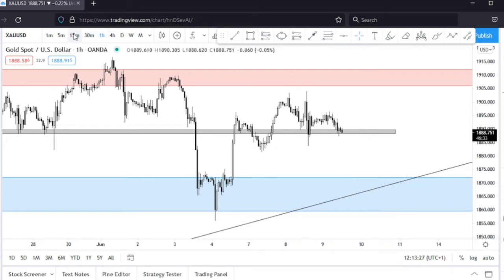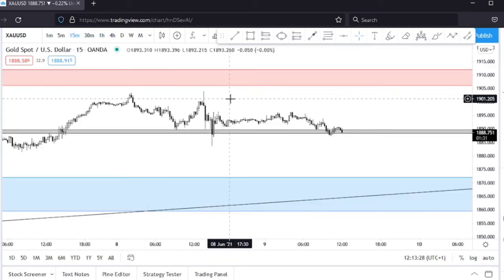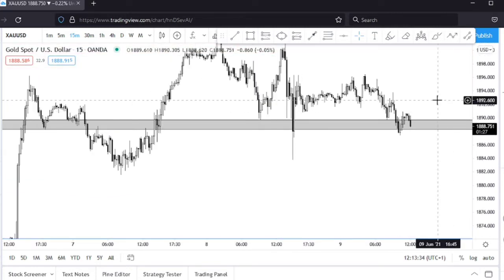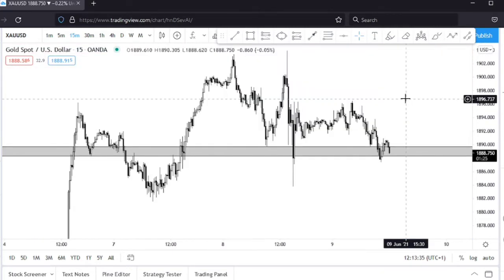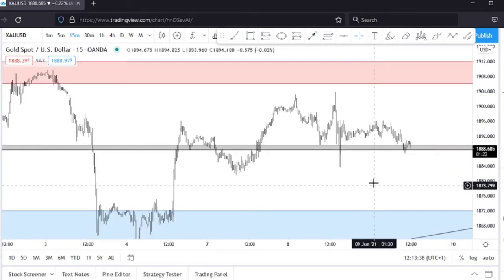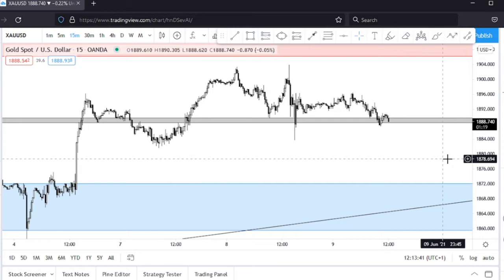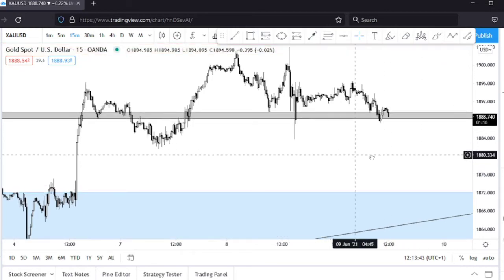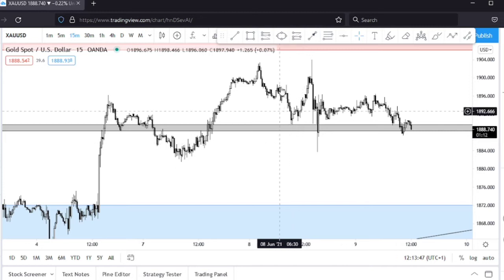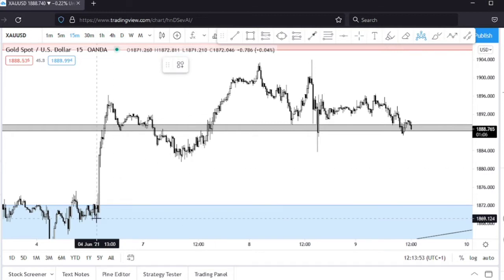So if we move to an even lower time frame, a 15 minutes time frame, what I can see here is not so neat, but you can still see it. I'll draw it out for you. It is a head and shoulder pattern. It's not shown clearly like the classical one that you normally see, but when I draw it, then you will see it.